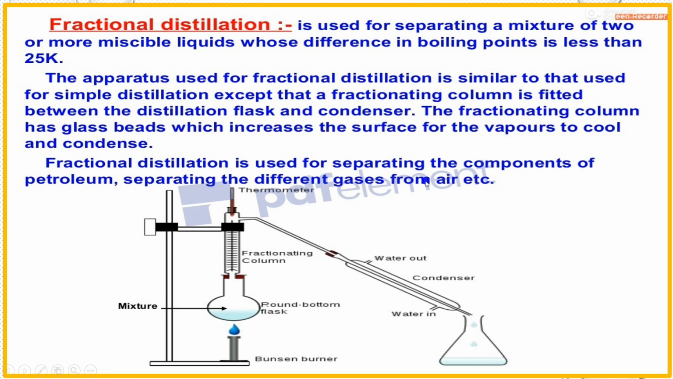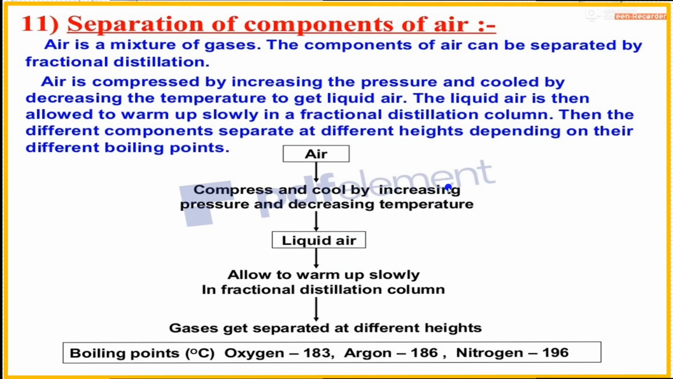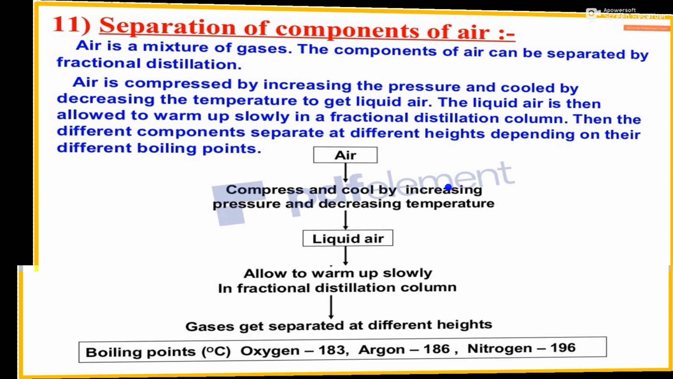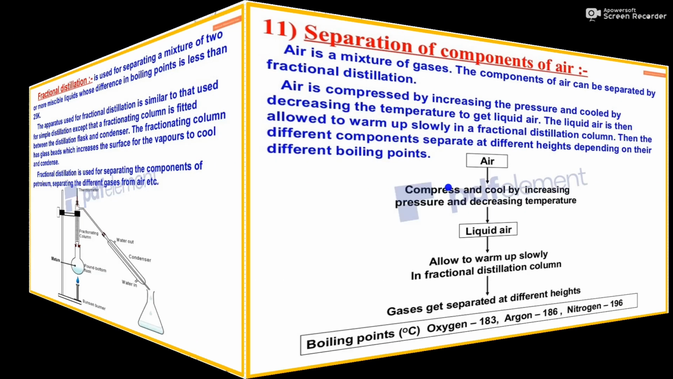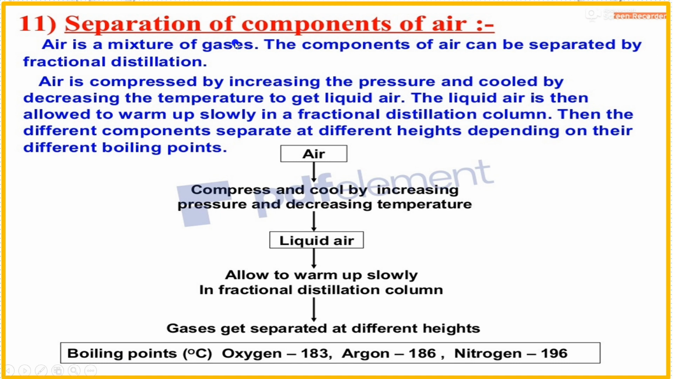Fractional distillation is used for separating the components of petroleum, and separating the different gases from air. To separate different components from gases, we use fractional distillation, where a fractionating column is fitted between the distillation flask and condenser.